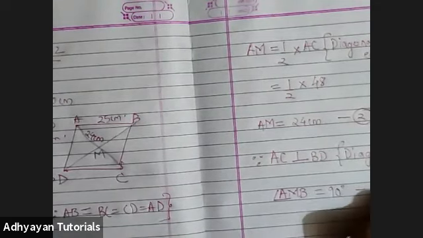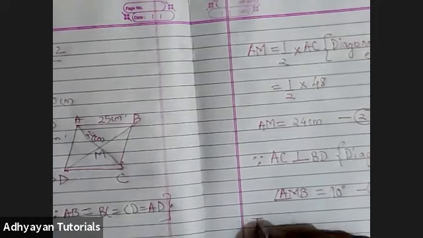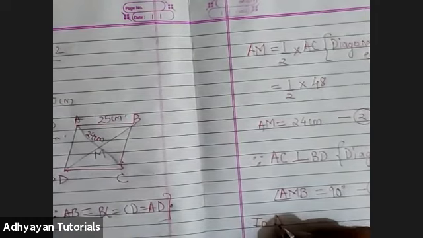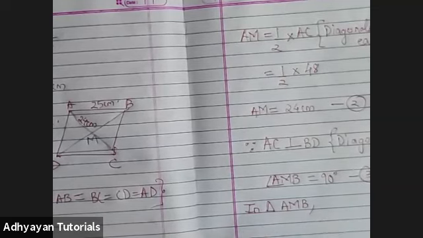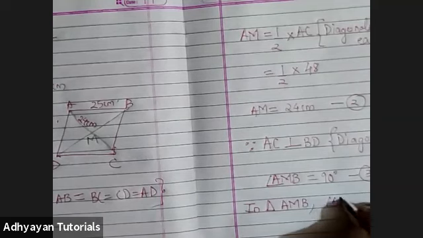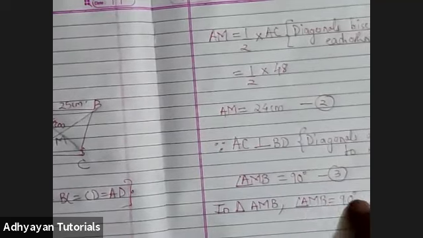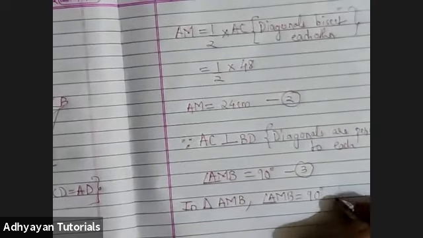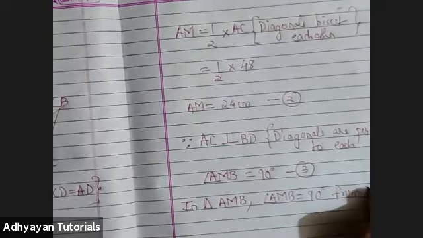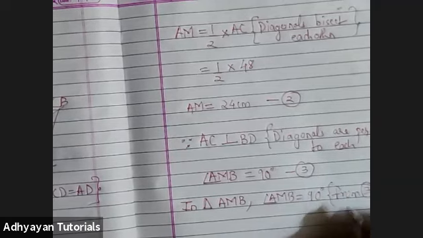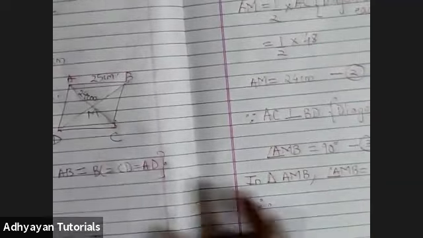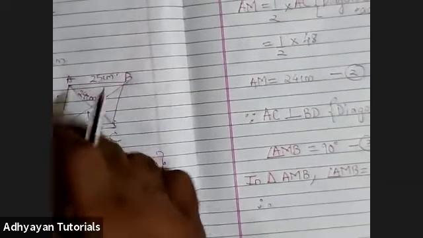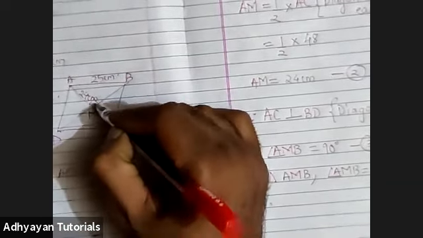Now children, I mark this as 3 and I move on to triangle AMB. I state that since angle AMB is 90 degrees, and where did this AMB 90 come from? From equation 3. Right? Therefore, applying Pythagoras. In triangle AMB, this is 90, children.